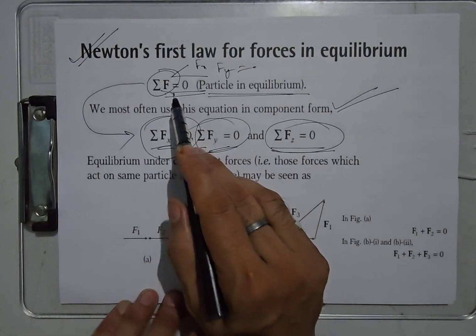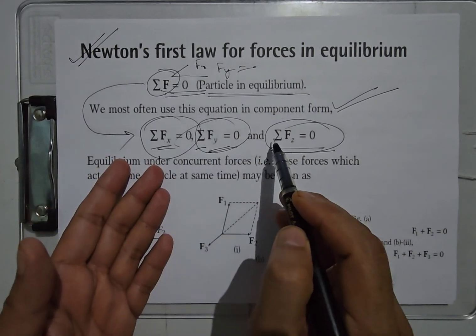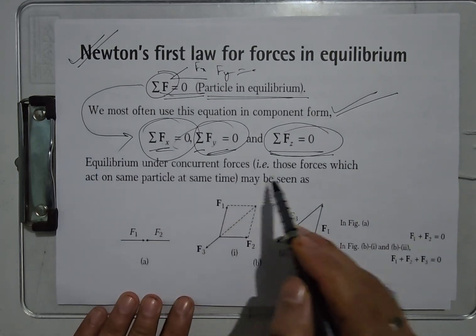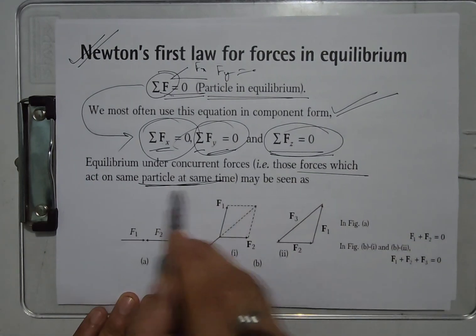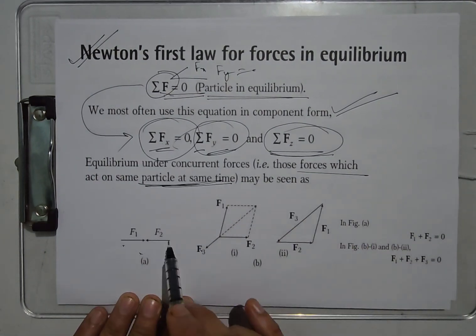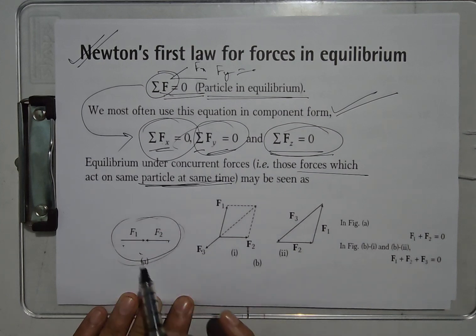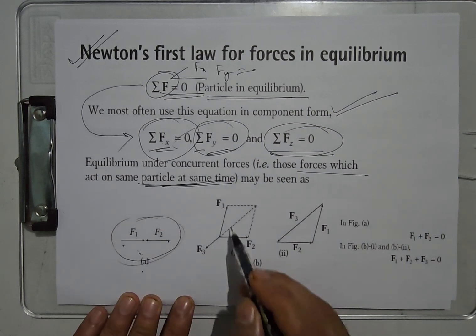Okay, just a short while back we discussed the force components. Okay, so equilibrium under concurrent forces, that is those forces which act on the same particle at the same time, may be seen like this. F1, F2. For example, in A, both are working in opposite directions. Similarly, you can say there are three forces F1, F2, F3.